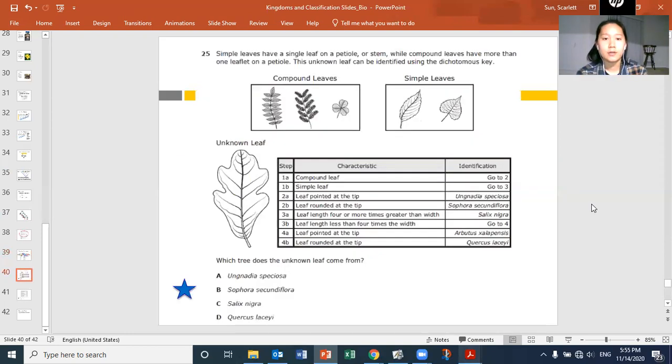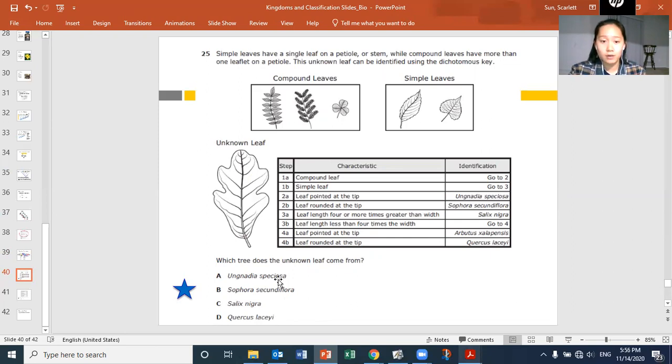So here's another example of a star type of question. It says, simple leaves have a single leaf on a petiole or a stem, while compound leaves have more than one leaflet on a petiole. This unknown leaf can be identified using the dichotomous key. So here they provided a dichotomous key and the leaf that we're trying to figure out what it is. Okay, so which tree does the unknown leaf come from? And the options are these species using their scientific names.